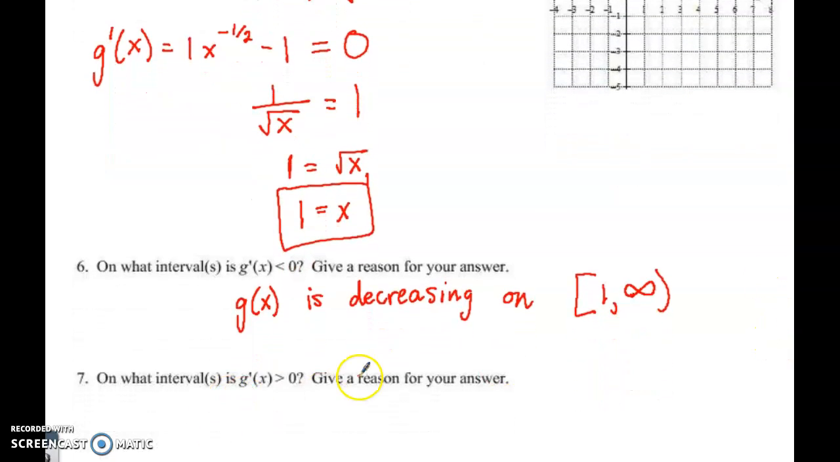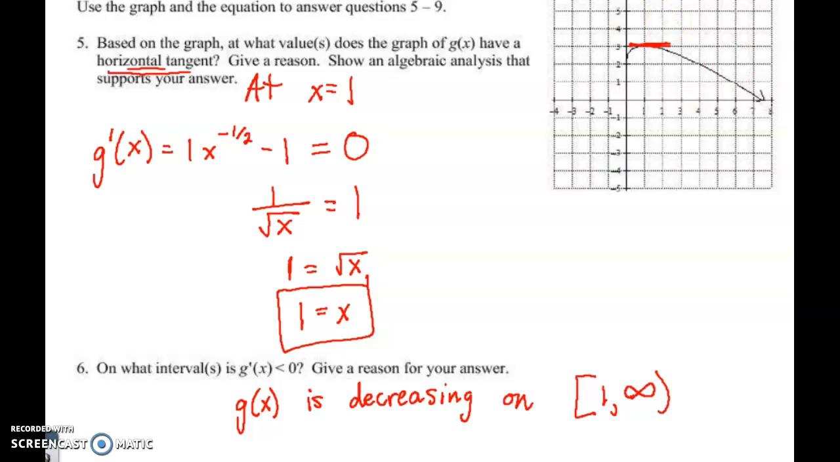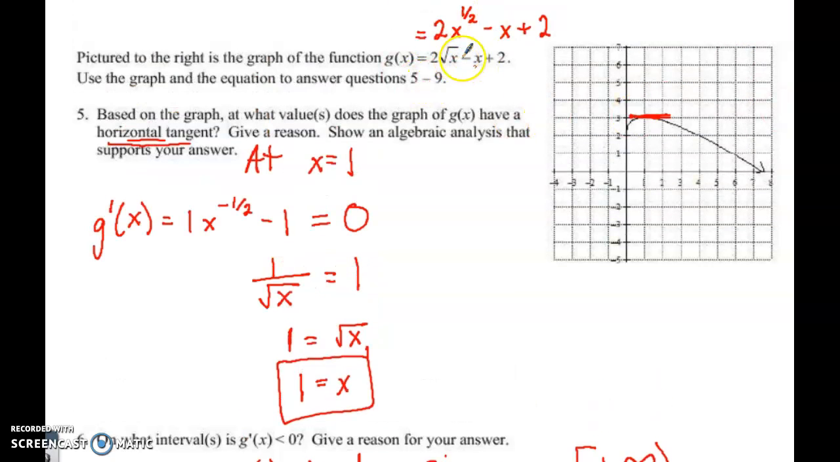So what about where g of x is increasing? Okay, well, if g prime of x is positive, I already gave you the answer. G of x is increasing. And that's only on the interval from 0 to 1. It's going up and to the right from 0 to 1. Now the reason why we can't go to the left of 0 is because we can only square root non-negative numbers. So this function is only defined where x is greater than 0.